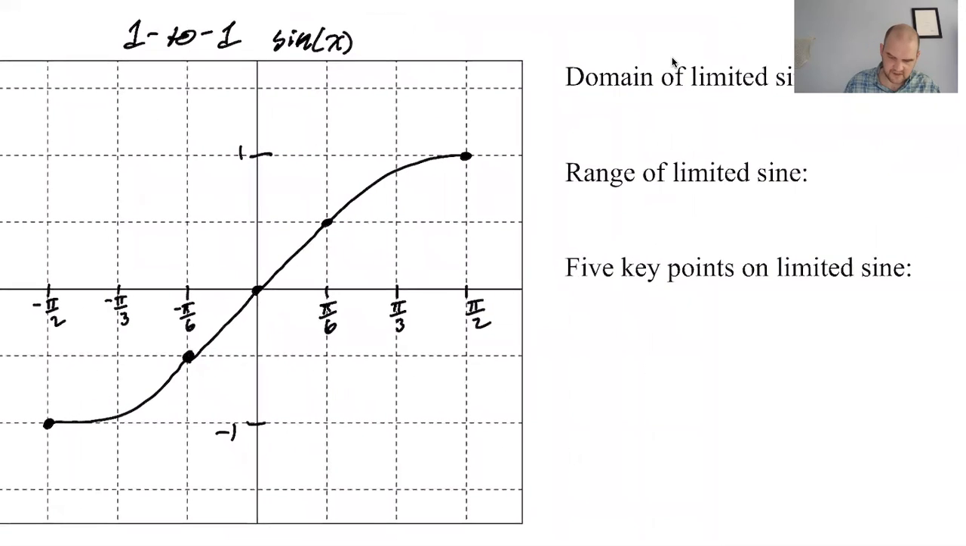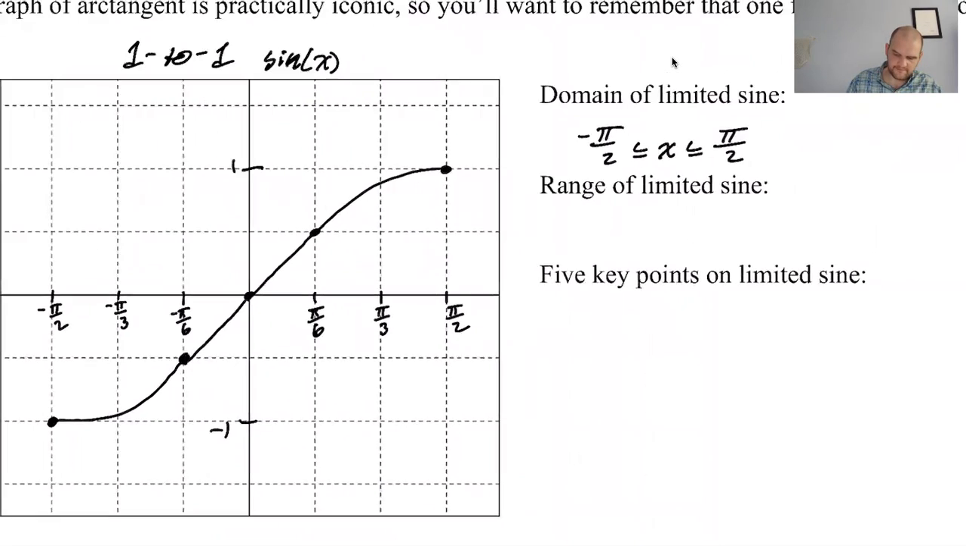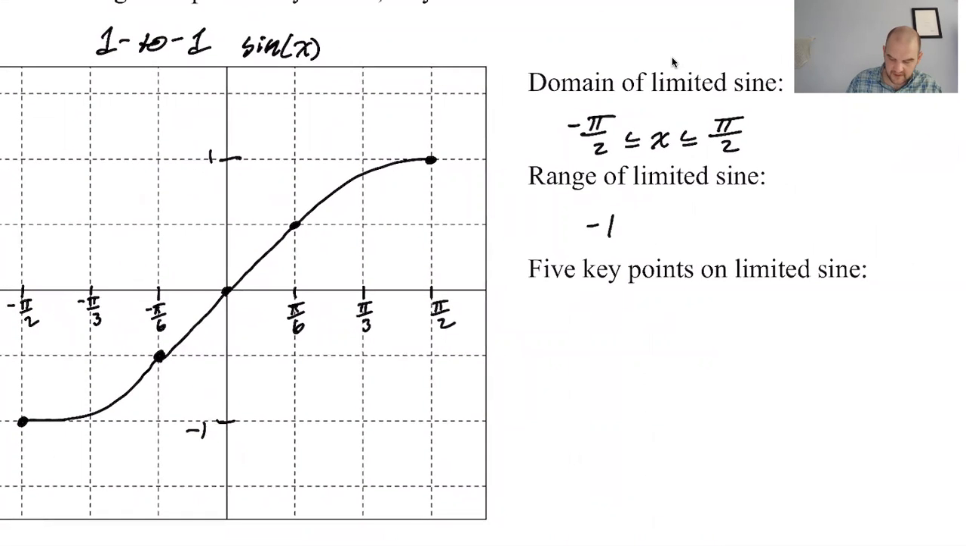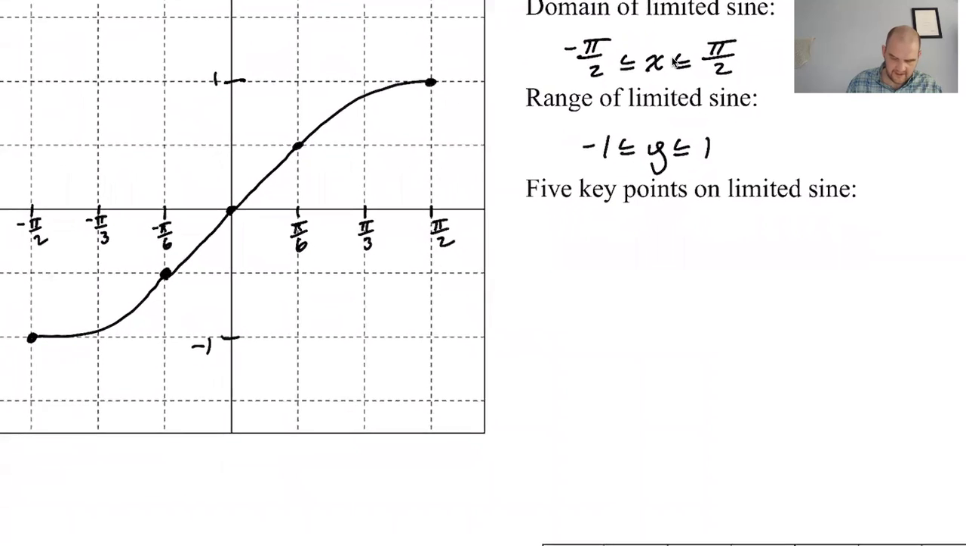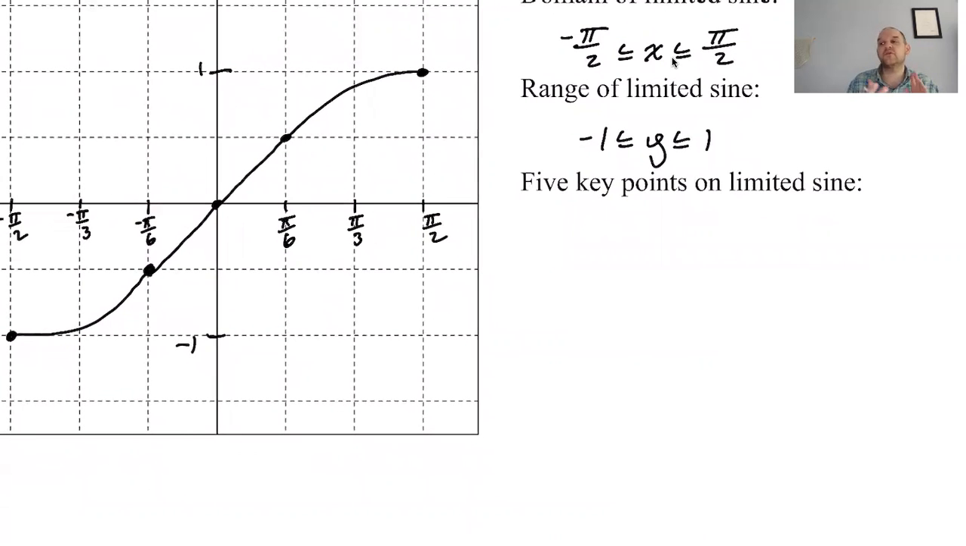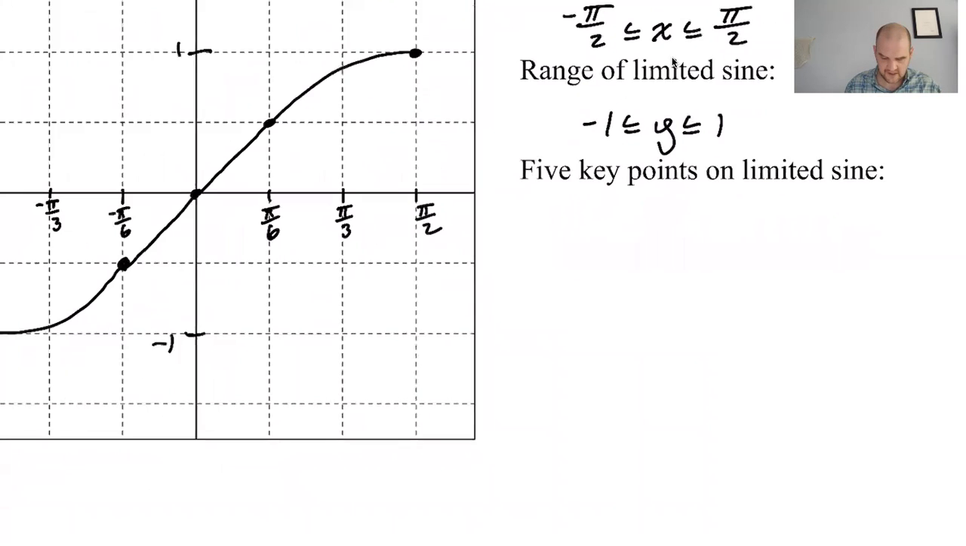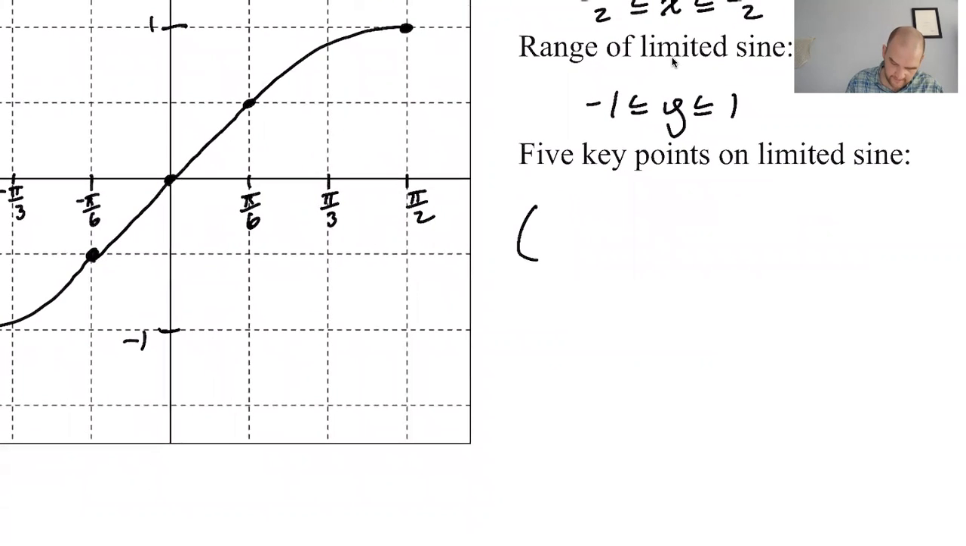All right, let's list some stuff here. Domain: negative pi over 2 to pi over 2. Quadrant 4 and quadrant 1 of the unit circle. The range better be -1 to 1, otherwise things have gone awry. And then the 5 key points, right? So you got your quadrantals, those are always good. And for sine, you got your pi over 6s. So I'm going to say that my key points are negative pi over 2 gives me -1. Negative pi over 6 gives me -1/2.